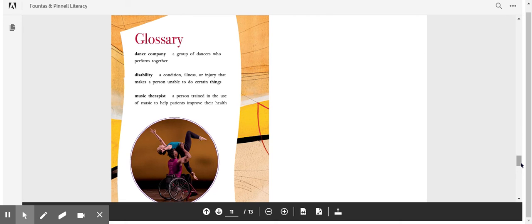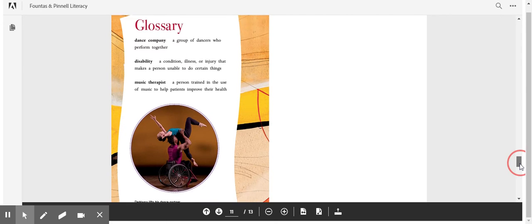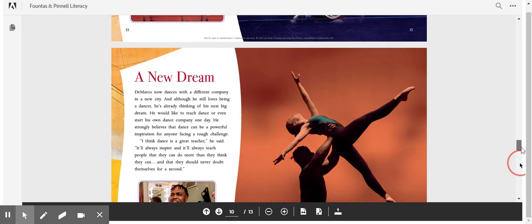So around a level N, you're going to start to see some of these things as well that a child may have never had any exposure to. So that is what a level N text looks like.